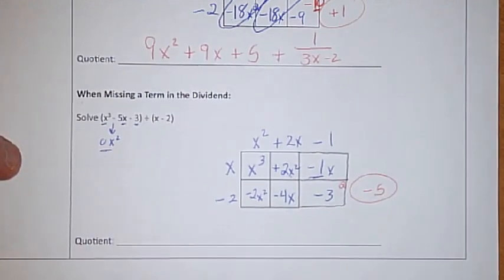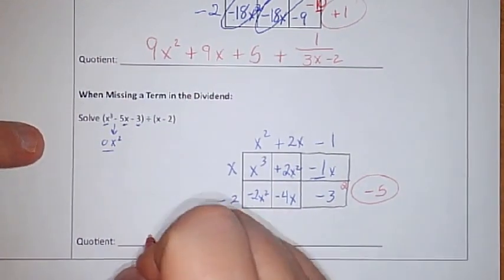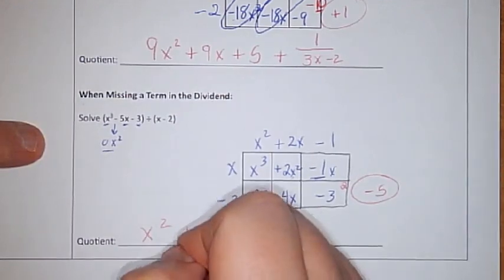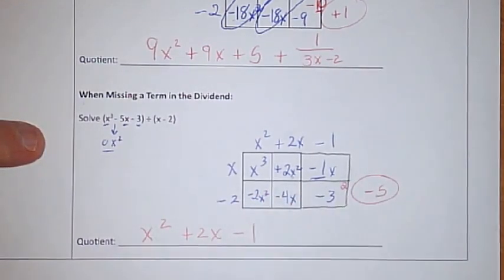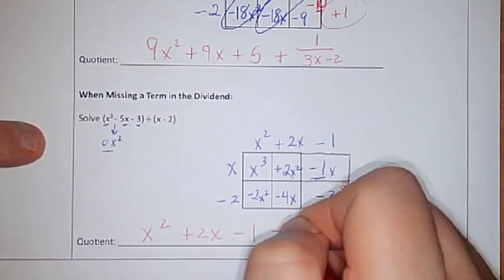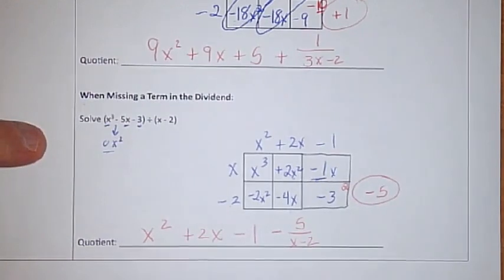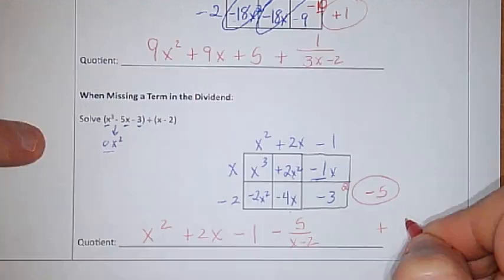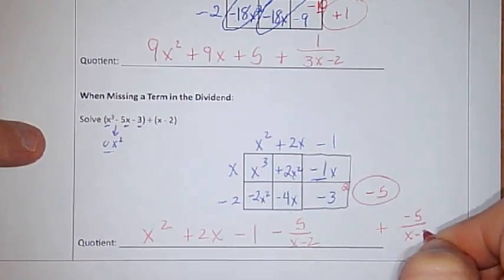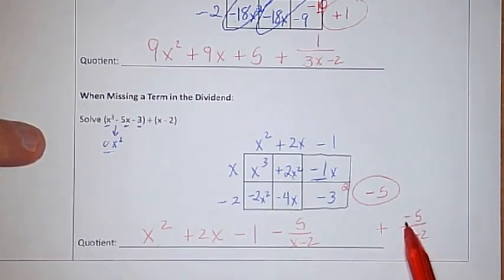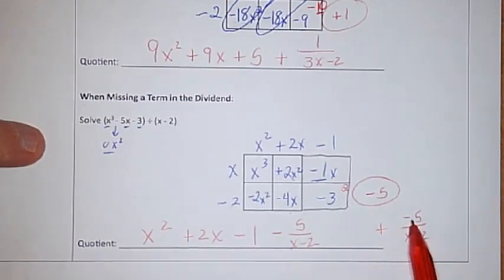So when I write my quotient, I will say that it is x squared plus 2x minus 1 minus 5 over x minus 2. Now, there are two different ways that we can write this. I chose to put the negative sign in front of my 5, in front of the entire fraction. I could have written it as plus negative 5 over x minus 2, and it would mean the same thing. I just need to make sure that I'm only using the negative sign once and not putting it both in front of the fraction and in front of my number.